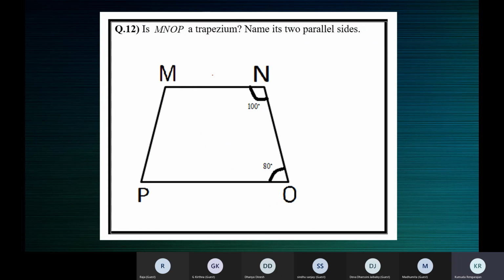Yes. Is MNOP a trapezium? One minute, just a minute, children. I'm unsharing and I'll just share a different file. Just a minute.